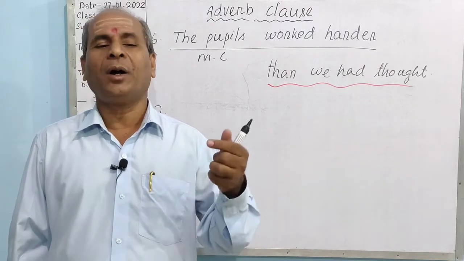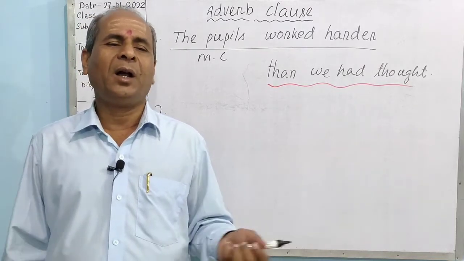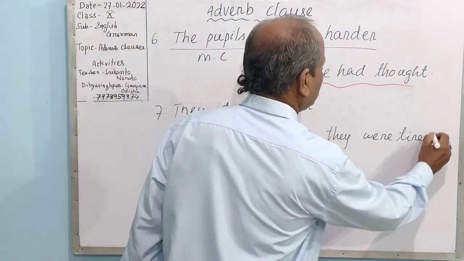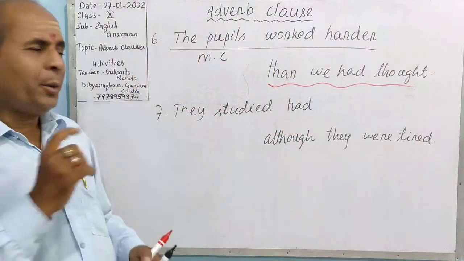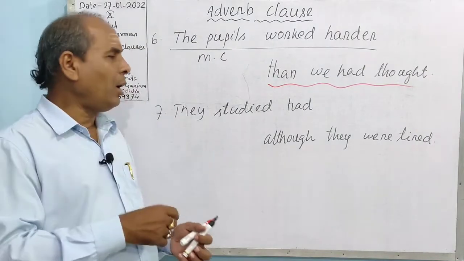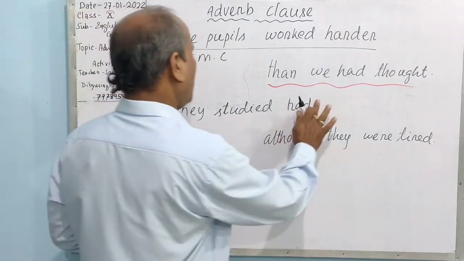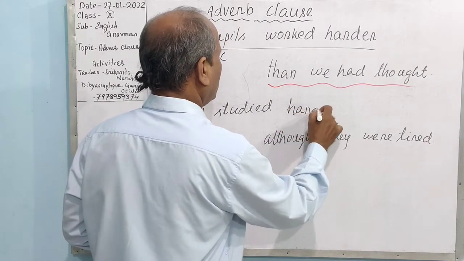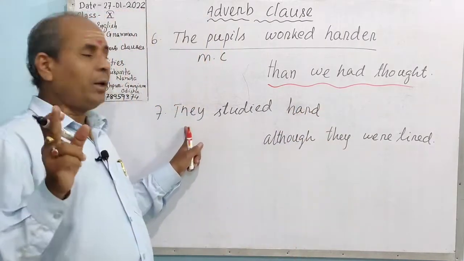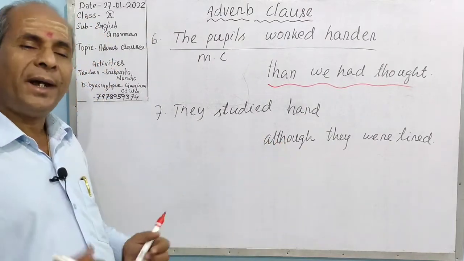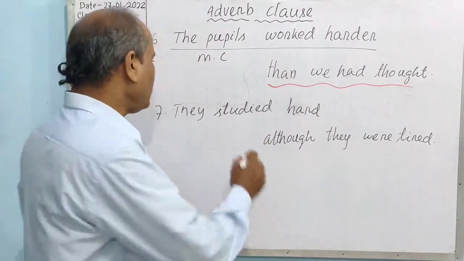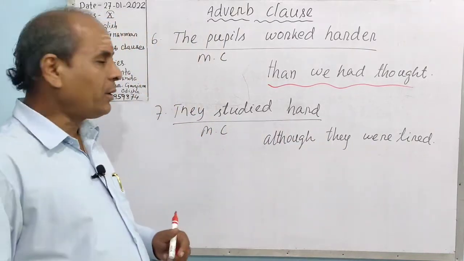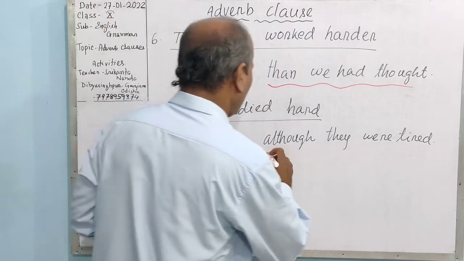We take some more examples. They studied hard although they were tired. How can you say? Yes, we write it. Here you can say they studied hard. How? They studied hard although they were tired. So what is the main clause? They studied hard. This is the main clause. So what is the subordinate clause? This part: although they were tired.